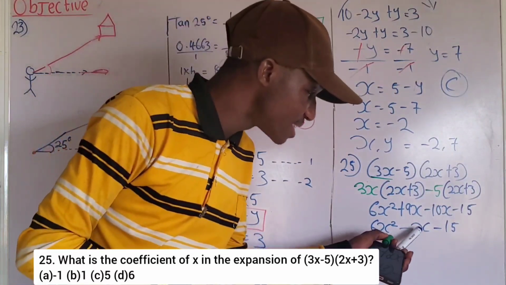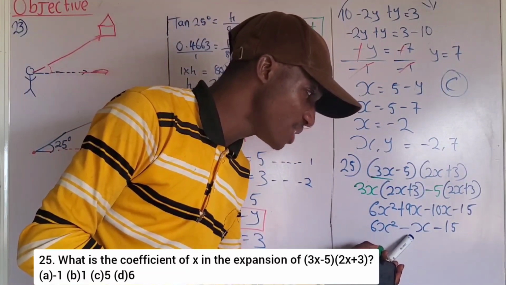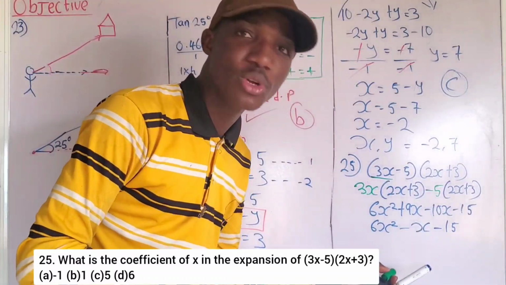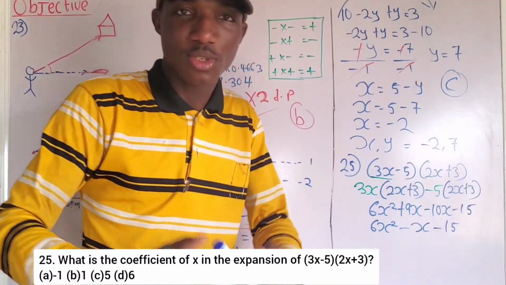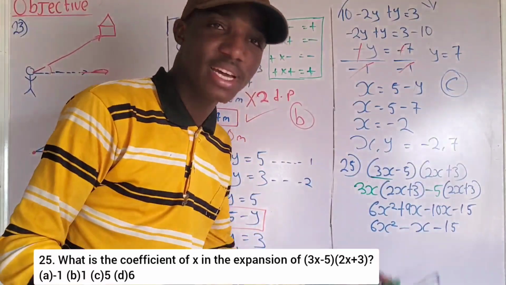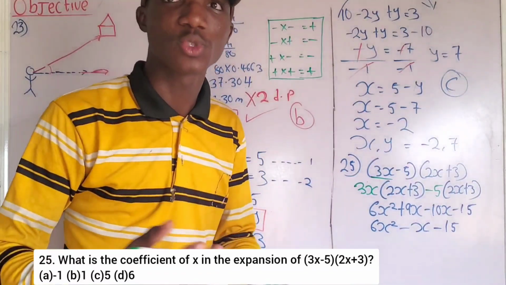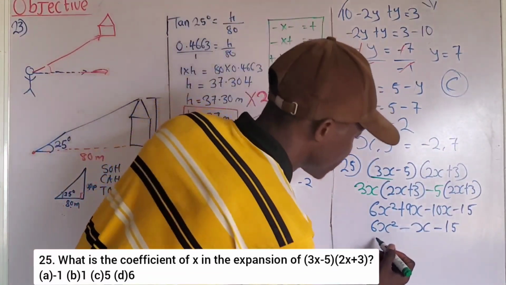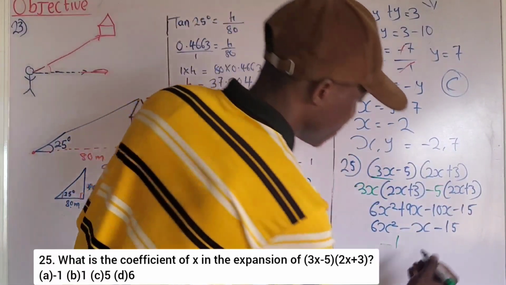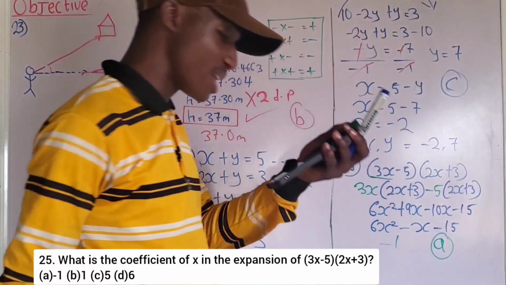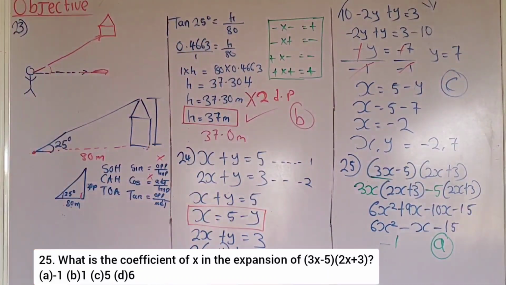Now listen, x is here. The coefficient is what? Minus 1, okay? Even though the 1 is invisible, it is still minus 1, just like x is also the same thing as 1x. Now, because we have negative at the front of x, it is called minus 1, okay? So here, the coefficient is minus 1. The right option to that question is option A. Option A is minus 1, option B 1, option C 5, option D 6. The correct option is option A. Okay? So let us proceed to question number 26.